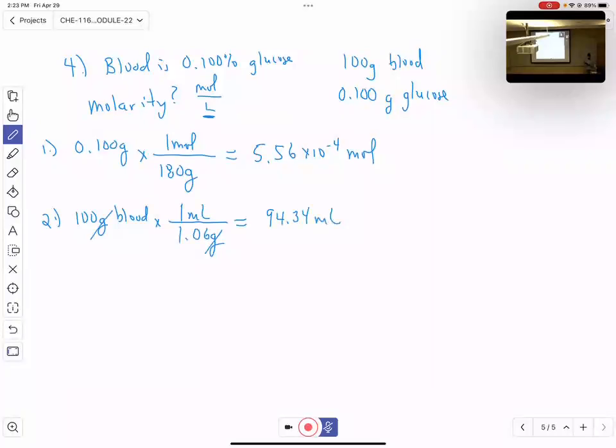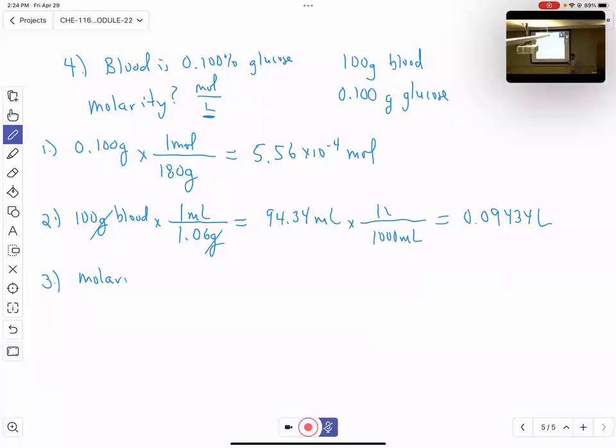And I get a volume of about 94.34 milliliters, right? Molarity is moles per liter, so I have to convert milliliters to liters. I know for every 1 liter, I have 1,000 milliliters. So my volume is 0.09434 liters. Now I can find my concentration, right?